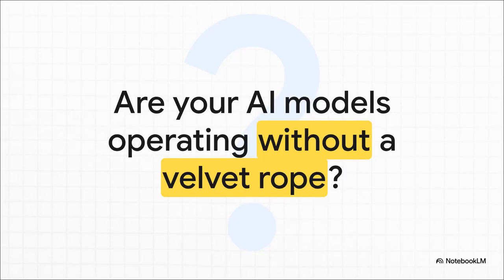As you deploy more generative AI into your enterprise, you're naturally expanding your attack surface at an unprecedented rate. So I want to leave you with a critical question to consider. Are your enterprise AI models currently operating without a velvet rope? And without a centralized security control plane like Model Armor in place, what hidden threats are slipping through your prompts right now?